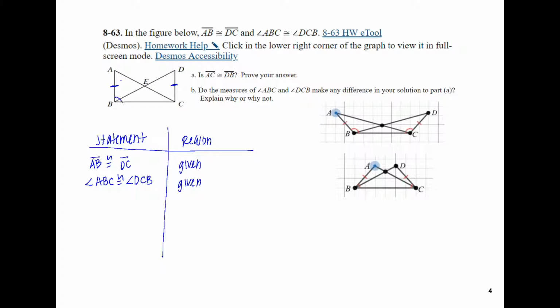We want to make sure that we mark that on our figure above. I then know by looking at my shape that line segment BC is congruent to line segment BC because of the reflexive property.